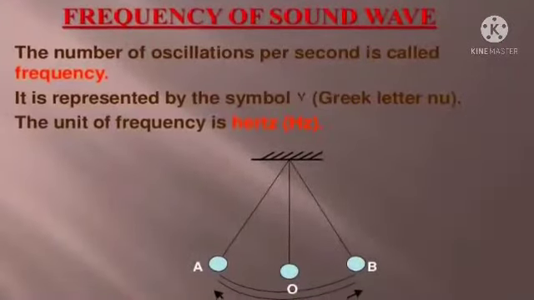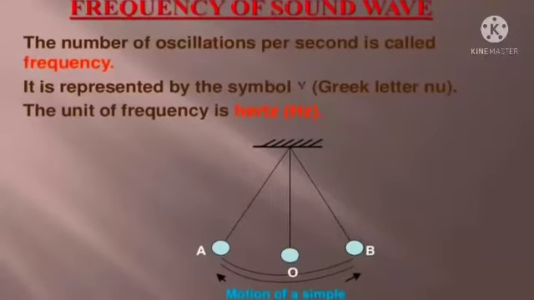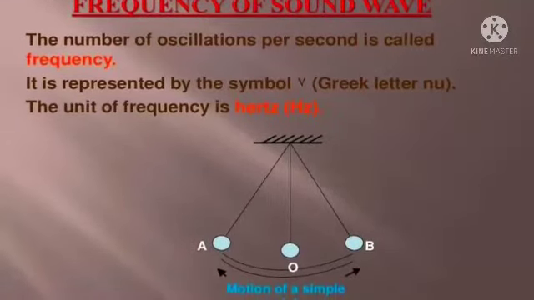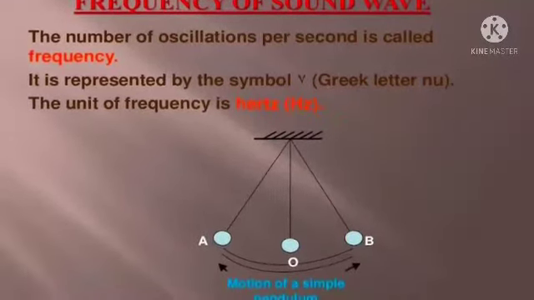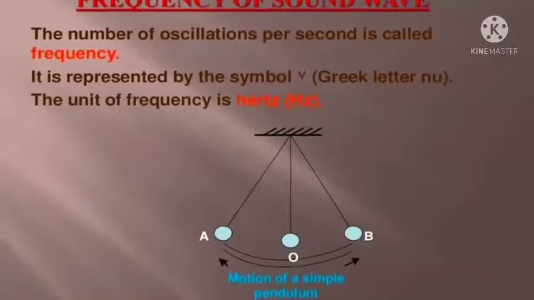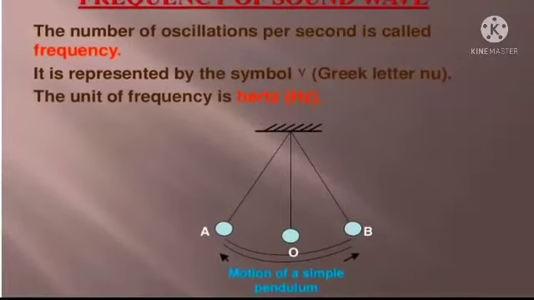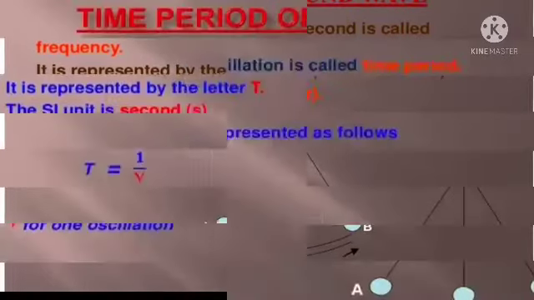Frequency of sound wave. The number of oscillations per second is called frequency. It is represented by the symbol nu, the Greek letter nu. The unit of frequency is hertz.